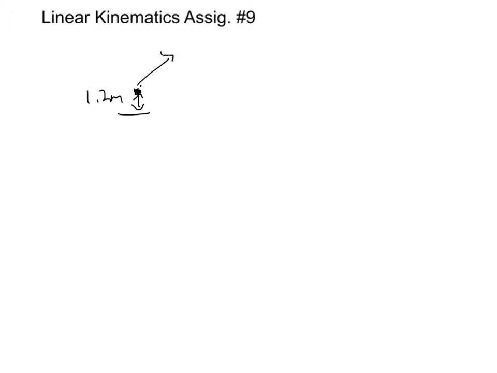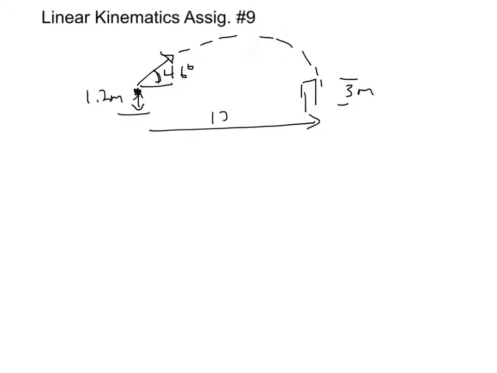The ball is hit with an unknown initial velocity, but once it leaves the bat, it makes an angle of 46 degrees relative to the horizontal. The baseball travels a distance of 125 meters, where it just clears a wall that is 3 meters tall. So this horizontal distance here is 125 meters. And the problem is asking us to find this unknown initial velocity, VI.